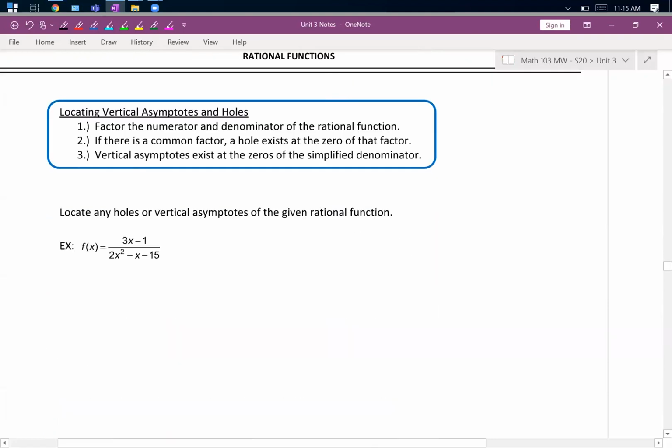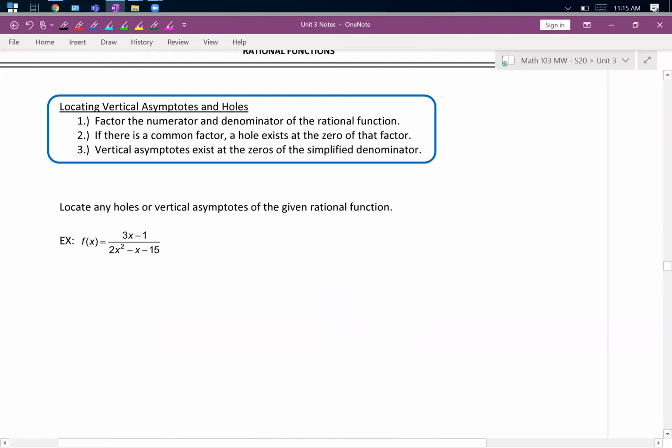So let's talk about how we go about locating vertical asymptotes and holes. You're actually going to be looking for holes first. Holes occur when we have a common factor in the numerator and the denominator. So we're going to start off by factoring the numerator and the denominator of our rational function. Then we're going to look to see if there is a common factor. If there is a common factor, you're going to cancel that common factor, simplifying the rational function, and then you're going to write down that a hole exists at whatever the 0 of that factor is.